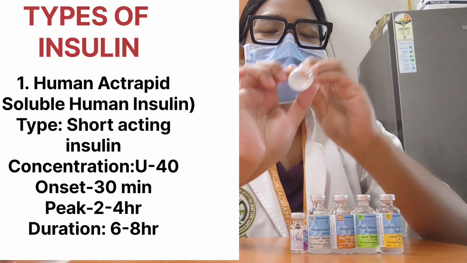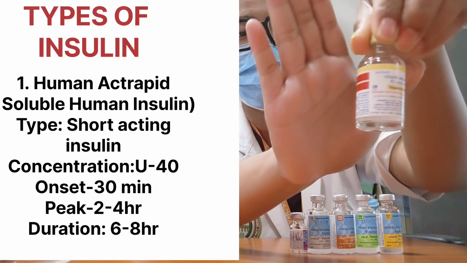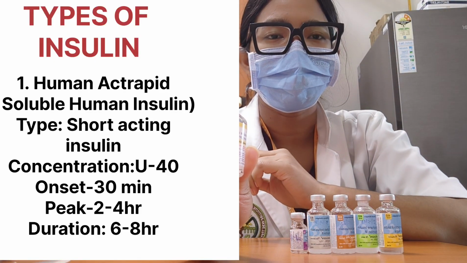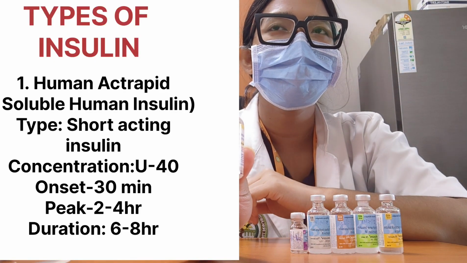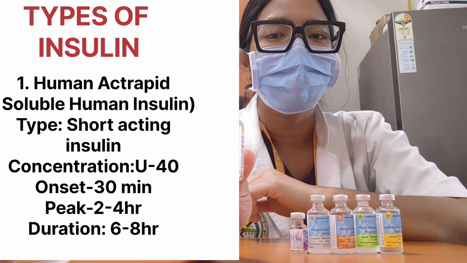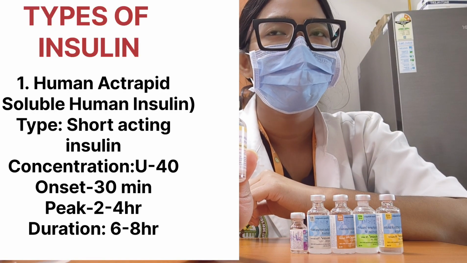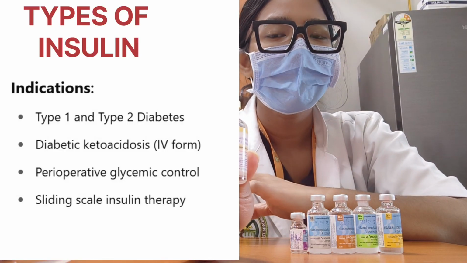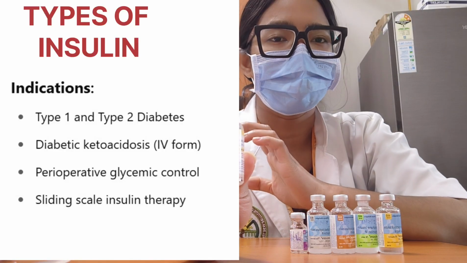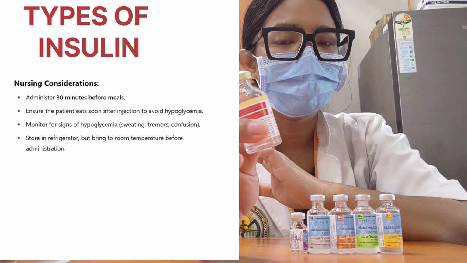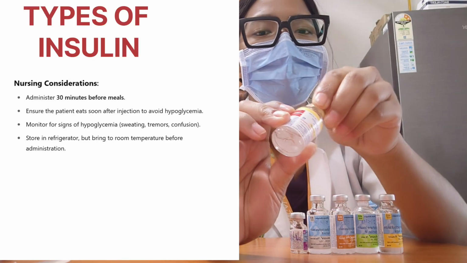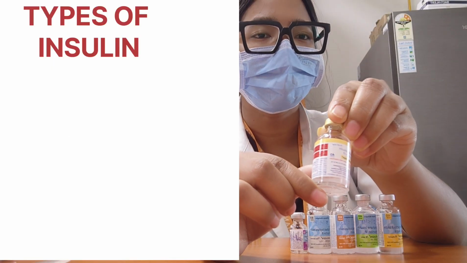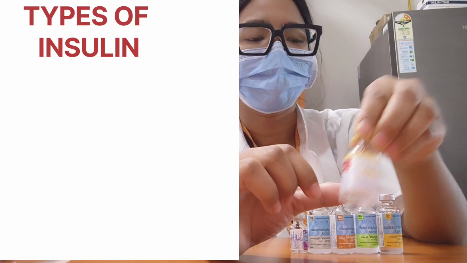You can see here, this is the human Actrapid. This is a short acting insulin. Short acting insulin means it will start acting around 30 minutes, the peak is around 2 to 4 hours, and the duration will last around 6 to 8 hours. So this is about the human Actrapid insulin, and it is a short acting insulin. And as you see here, it is available in 40 international units per ml. So this is about the human Actrapid.